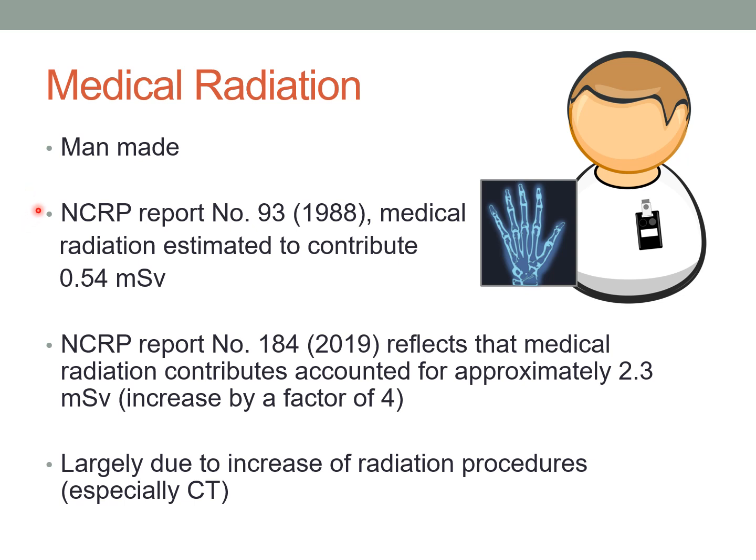So we're going to talk about the organizations that basically monitor and protect us from radiation. This is called NCRP, the National Council on Radiation Protection. Their report number 93 in 1988 estimated that medical radiation contributed 0.54 millisieverts. NCRP report number 184, published in 2019, reflects that medical radiation accounts for approximately 2.3 millisieverts. So it's gone up by a factor of 4 from 1988 to 2019, largely due to the use of CT.